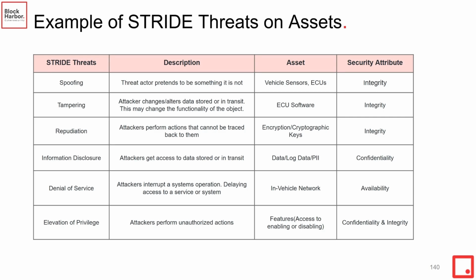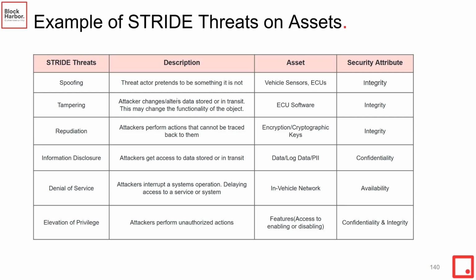Tampering refers to an attacker altering data either while it's stored or as it's being transmitted. In vehicles, this can affect ECU software. An example would be altering firmware in an ECU to change its functionality, which could have serious safety implications. The primary concern here is also integrity, ensuring that data and software remain unaltered.